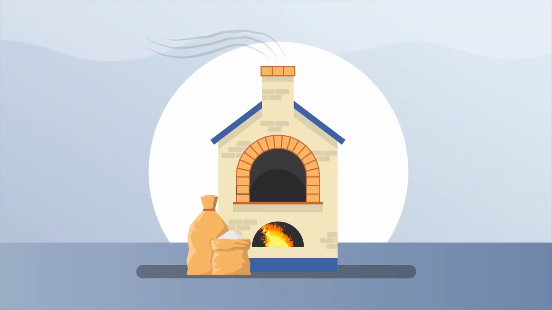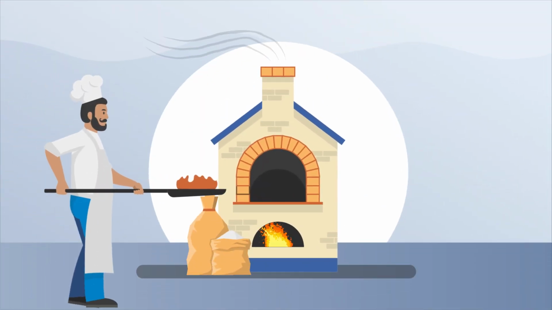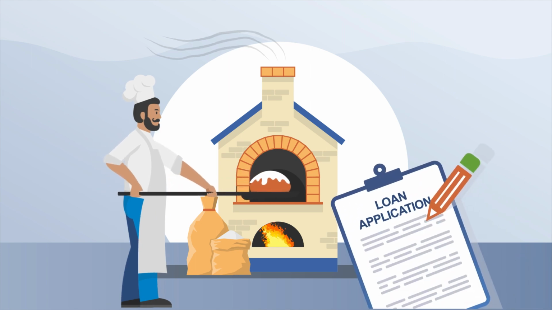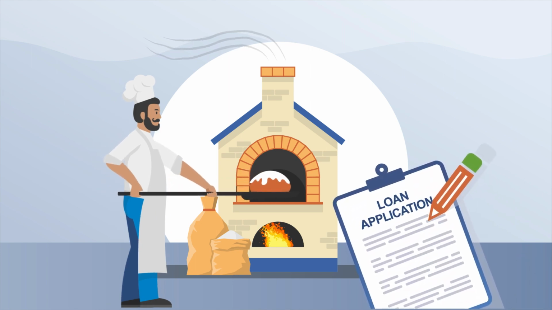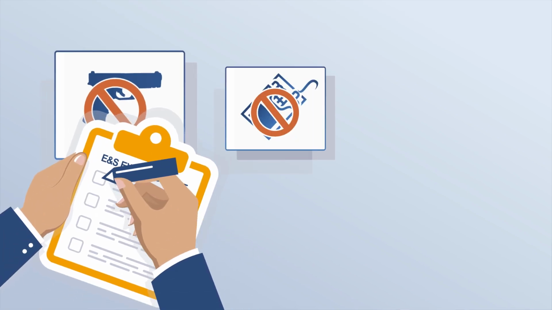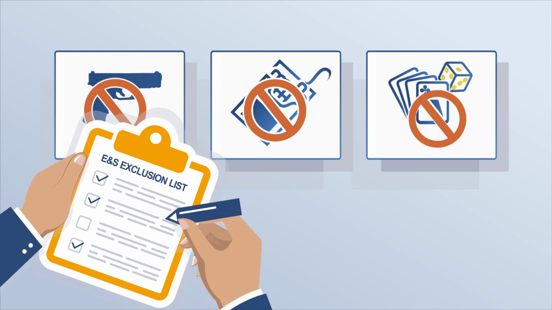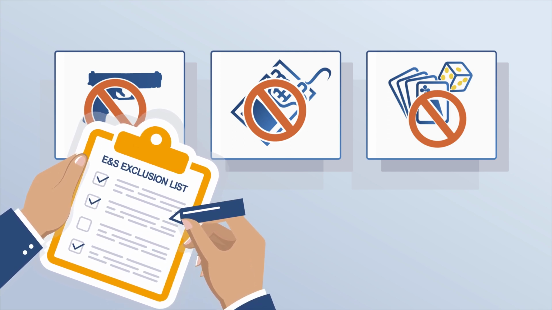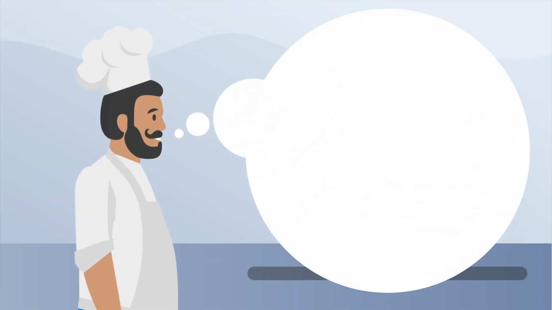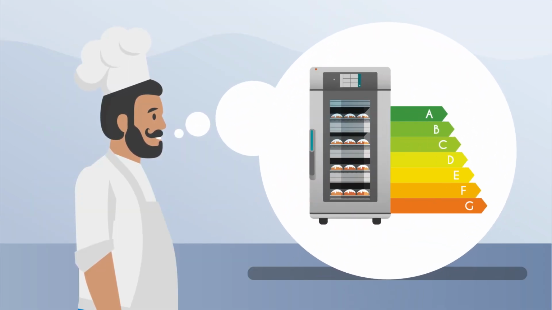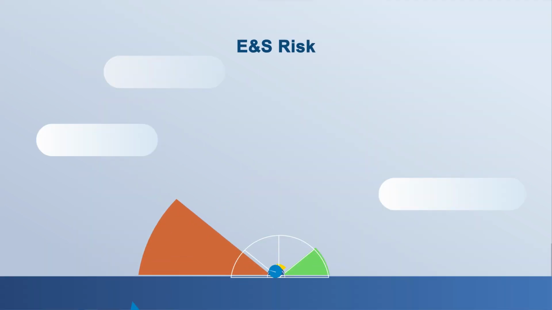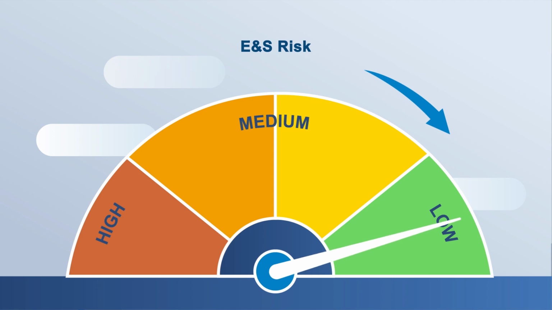In this example, a bakery wants to replace its old oven with a new energy-efficient oven and has applied for a loan from a financial institution. The institution's credit officer's first step is to check the E&S exclusion list. In this example, a bakery is not an excluded activity. Since the bakery is installing a new energy-efficient oven, that will reduce energy consumption and carbon emissions. As this activity is expected to have limited to no adverse E&S impacts, it is rated as low E&S risk.